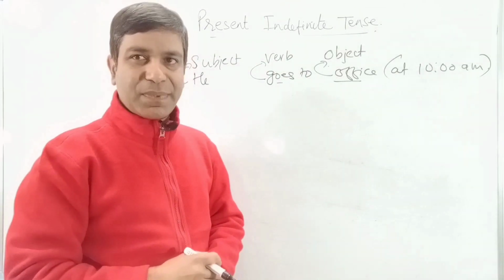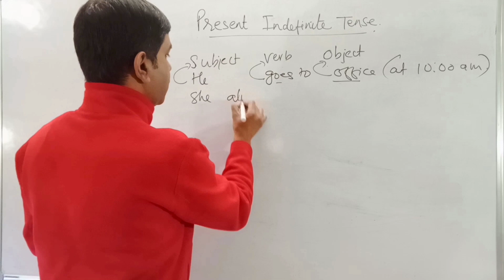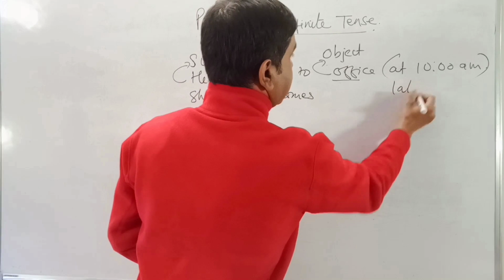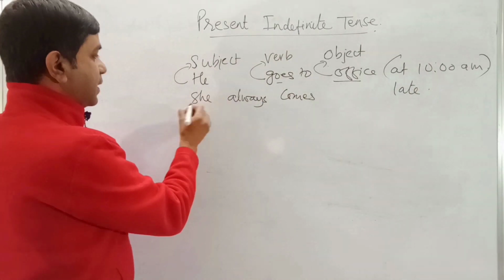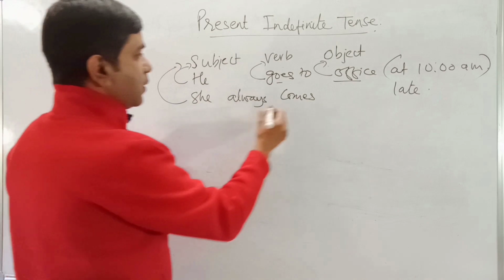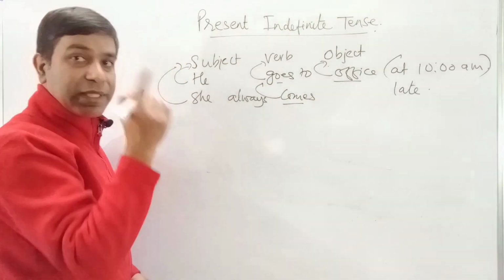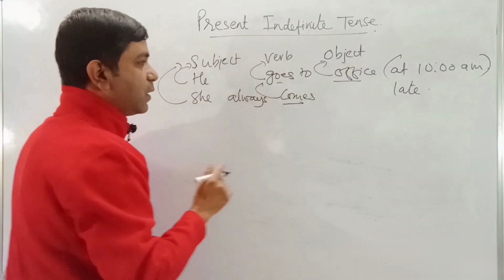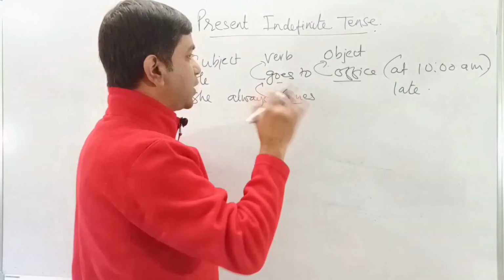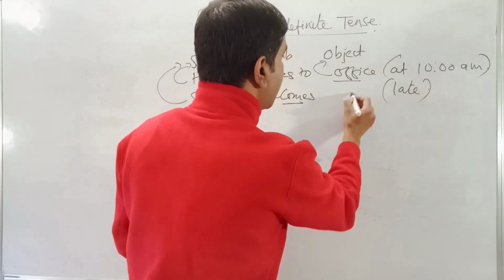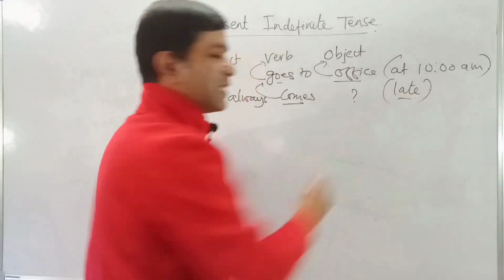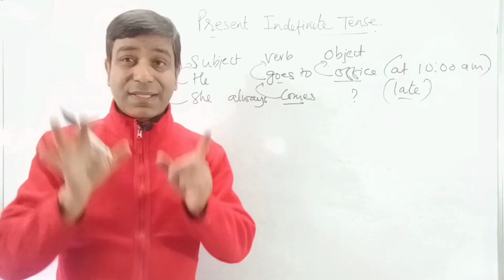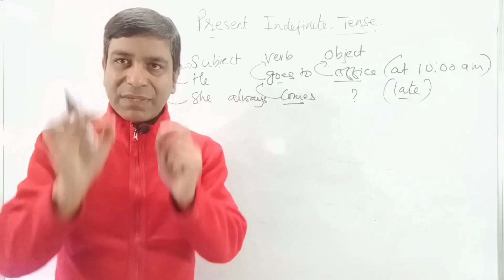Let's take another example. She always comes late. Now, in this sentence, she is the subject, comes is the verb because it is a doing word. She, what does she do? She comes. So comes is a doing word, it's a verb, and there is only one verb. And what does she do? She comes late. So there is no object in the sentence. Late is the extra information presented in the sentence. So you see that the sentence is still complete even without the use of objects.